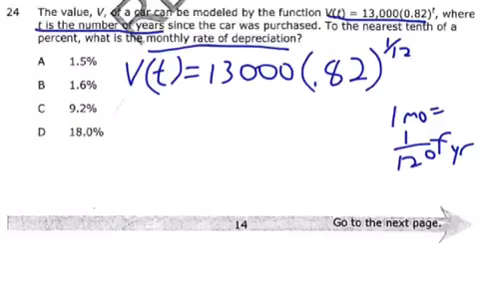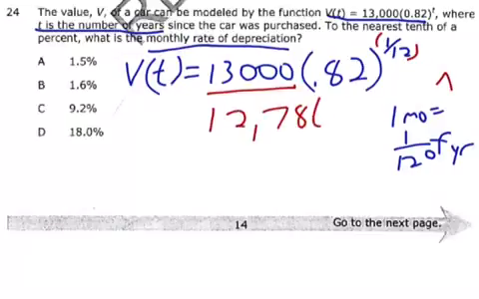And when I do that in my calculator, I'm going to make sure that I put that in parentheses. So I'm going to type in 13,000 parentheses 0.82, close the parentheses, and then use the caret symbol for exponents, and then do parentheses 1/12, close the parentheses, hit enter. And that's going to give me 12,786.8.